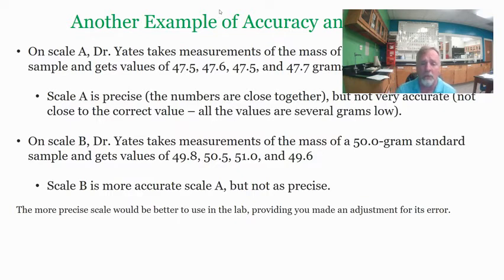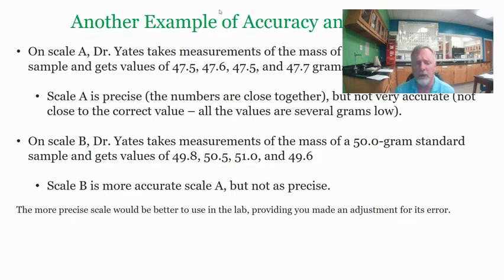So I take my mass and I move over to scale B. And we'll take some measurements off of that scale. And what do we get? 49.8, 50.5, 51.0, 49.6. Now, if you take an average of these, we're going to get a little bit more than 50, but it's much closer to that 50 grams than scale A was. But the other thing I want you to see is look at the range in these.